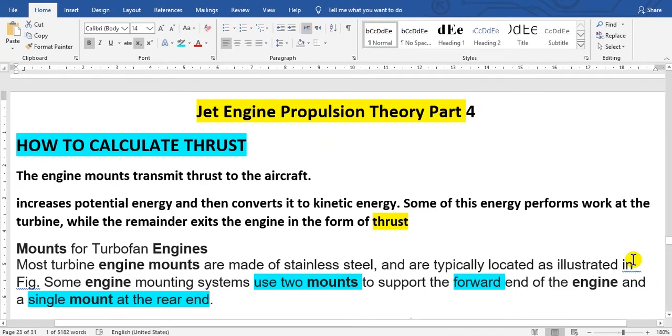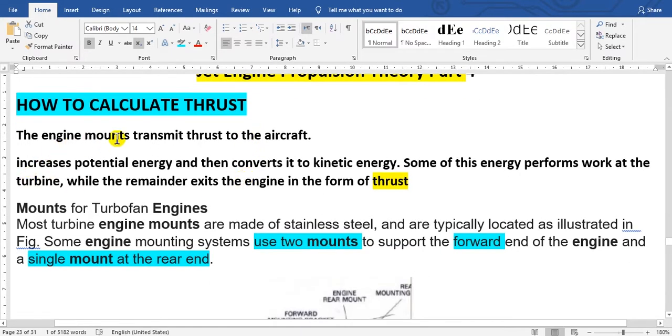In this video, I will return to the jet engine propulsion theory, part 4: how to calculate the thrust for the engine. The thrust of the engine from the fan and the core, all of them is transmitted to the wing of the aircraft, left wing and right wing, to push the aircraft forward.